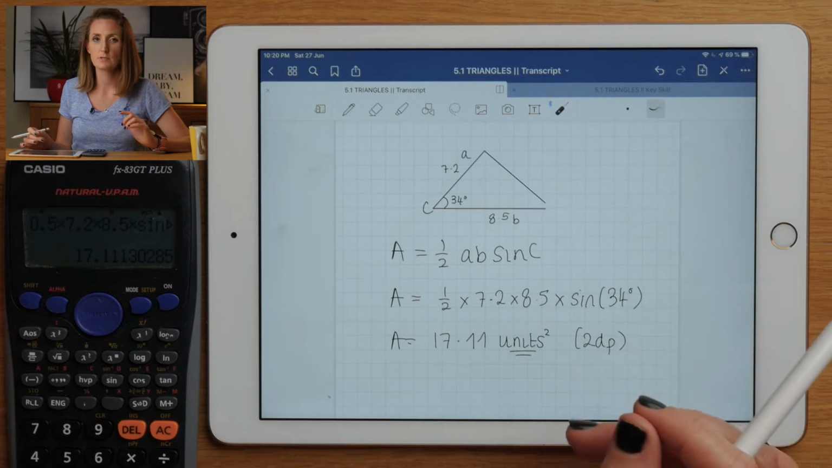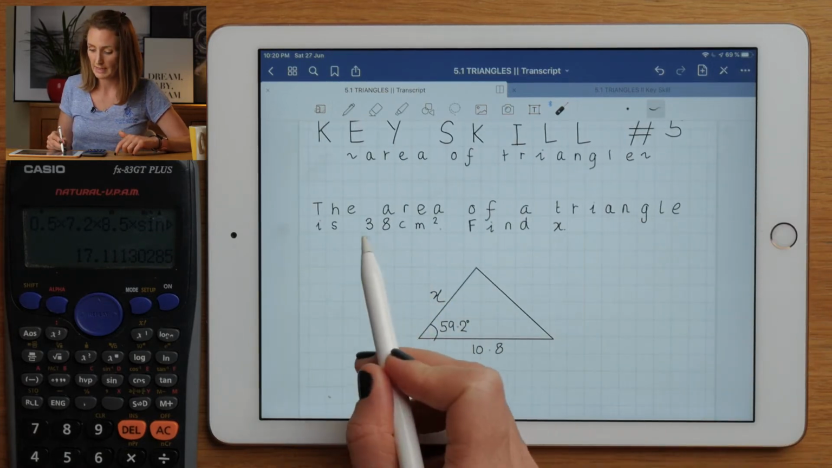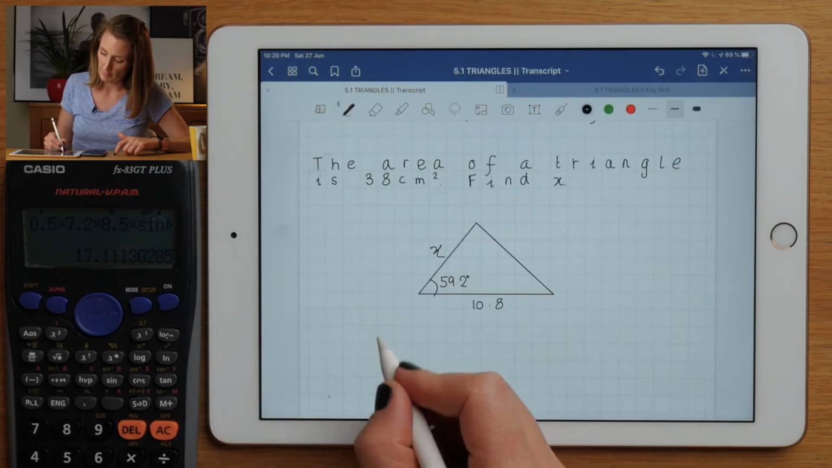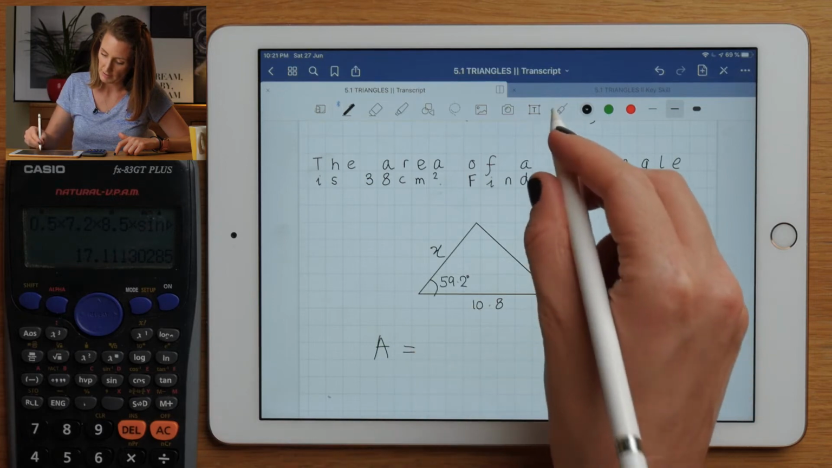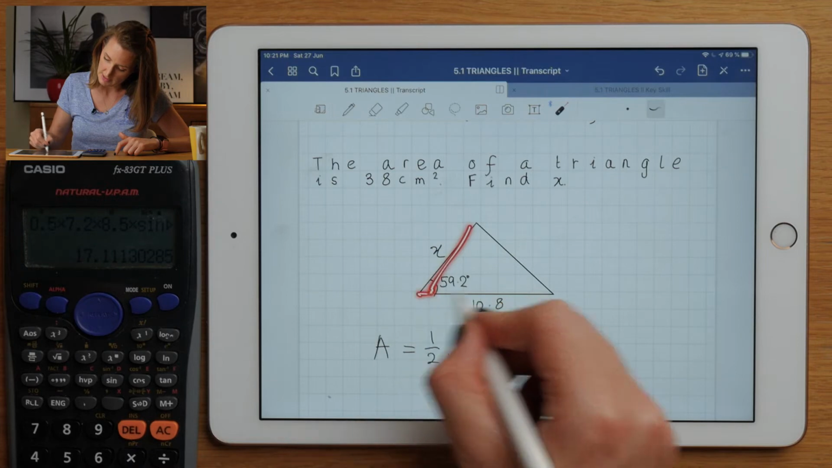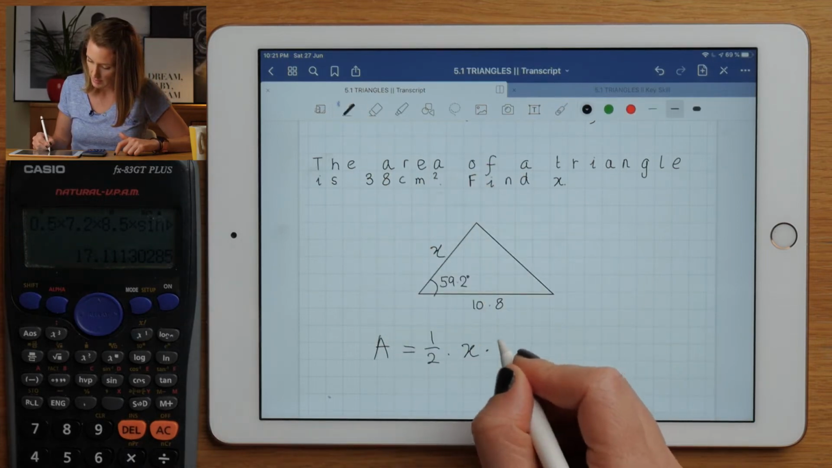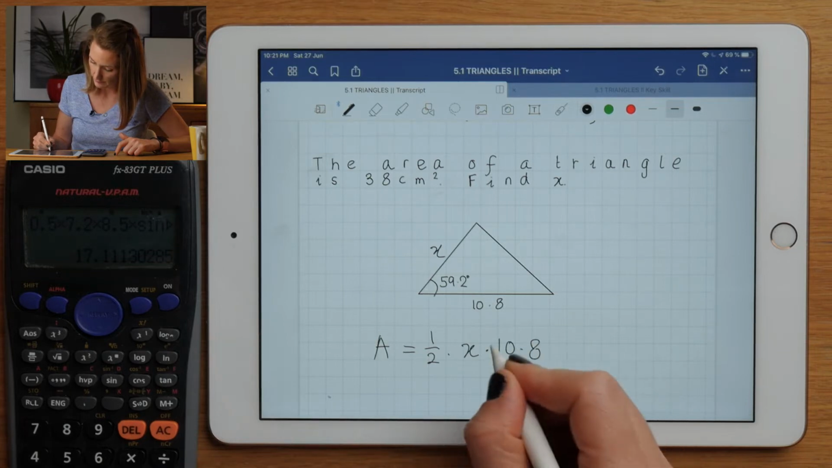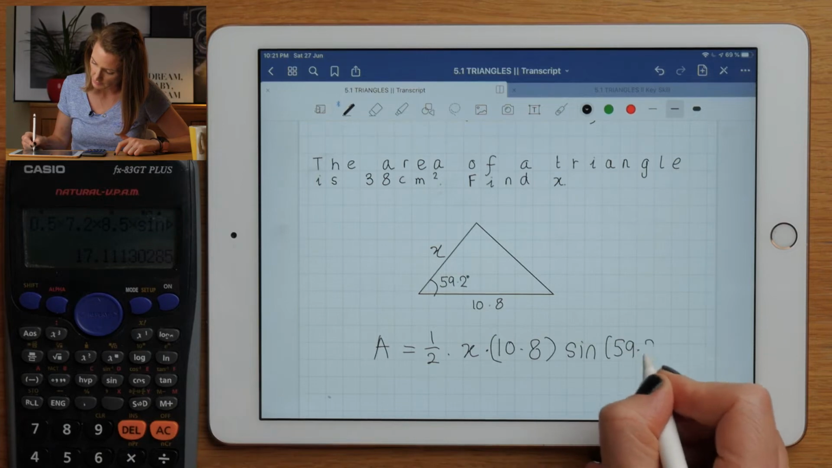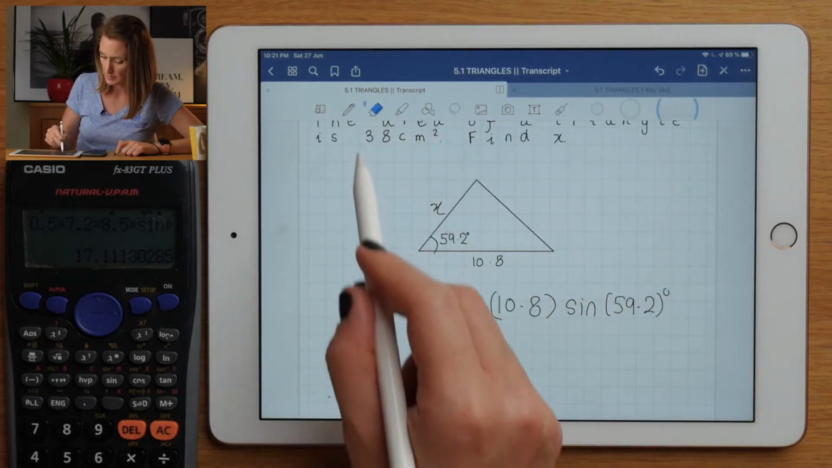Now, there can be some slightly more complicated versions of this question. For example, here we've been given the area, but we're missing a side. So we need to start out again by writing down the area would be a half times this side times this side. So half times x times 10.8 times sine of 59.2. Now we've been told here that the area is 38, so you can put that here, 38.